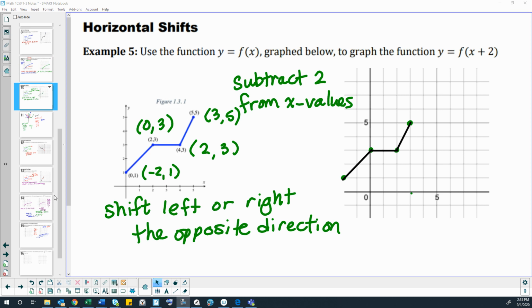Here we are doing horizontal transformations. So the first thing we need to talk about is horizontal shifts. Now the interesting thing about horizontal shifts is they always go the opposite direction of the number, and it's also always an inside number that's affecting x.